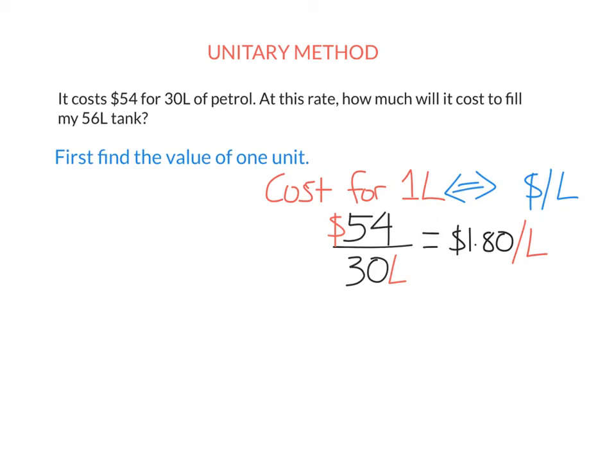So that's what the unitary method is. You find the cost of 1 unit, or how far you can go in 1 second, or whatever, and then it's a simple multiplication.